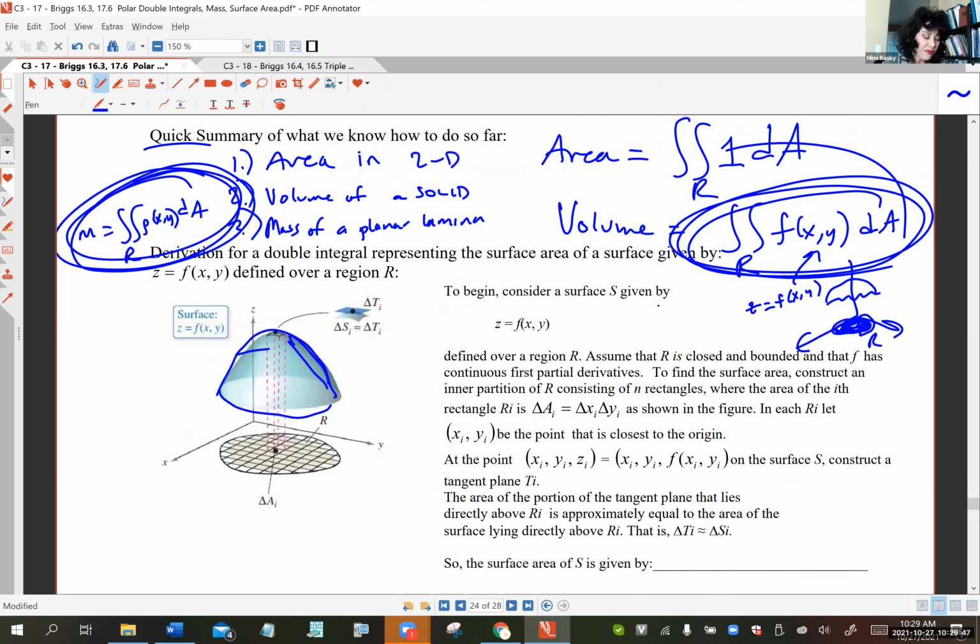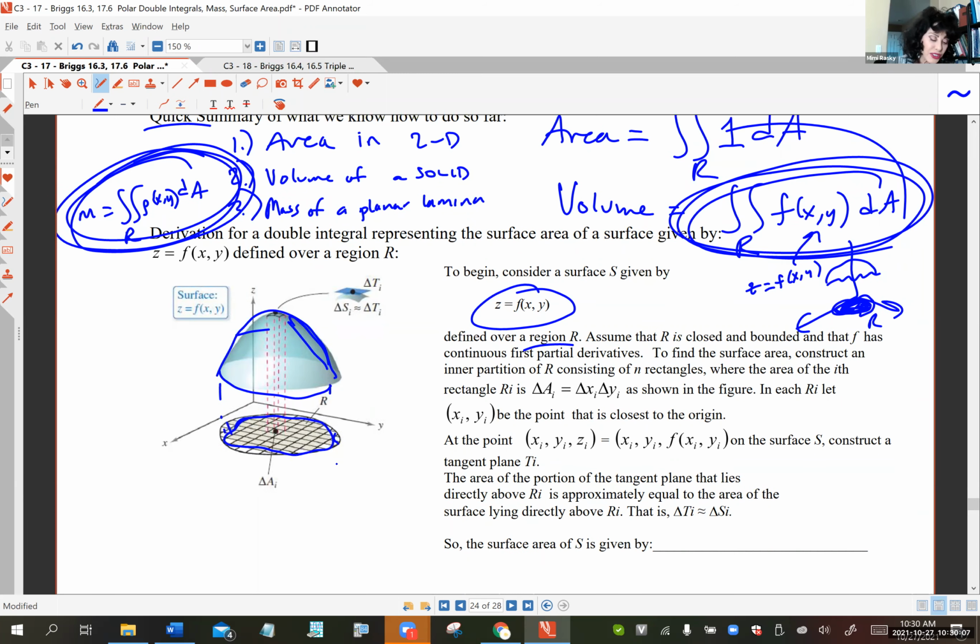Okay, so here's the derivation of it. You've got your surface represented by an explicit function of x and y, z equals f(x, y). And it's defined over some region R down here in the XY plane. In other words, R is the projection of that surface onto the XY plane. It's the shadow the surface would make onto the XY plane.